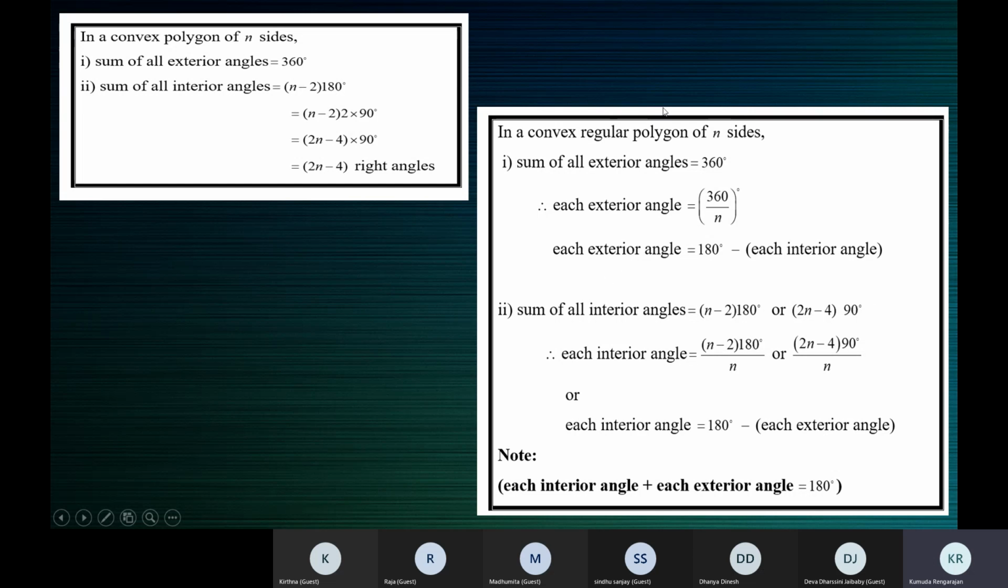But the interior angles have shared this total equally among themselves. In a regular polygon, the interior angles would have shared the total equally among themselves. So each interior angle will be this total, (n minus 2) into 180, divided by n, because if it has n sides, it will have n angles.